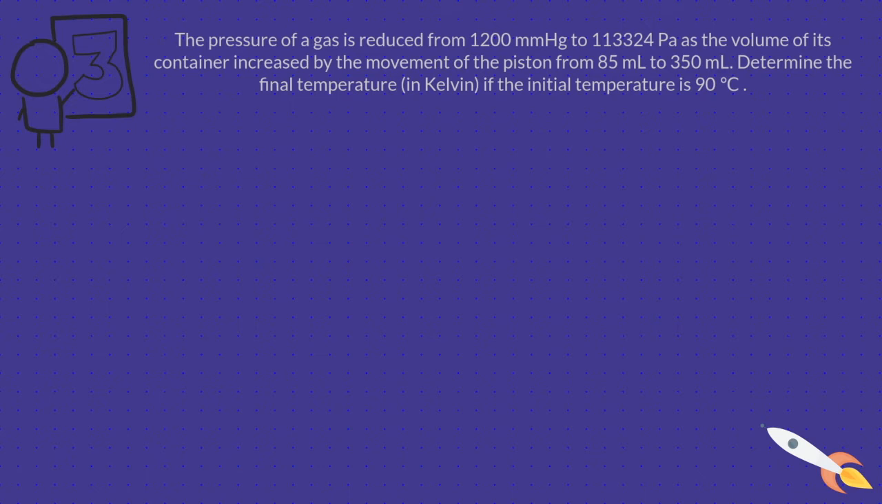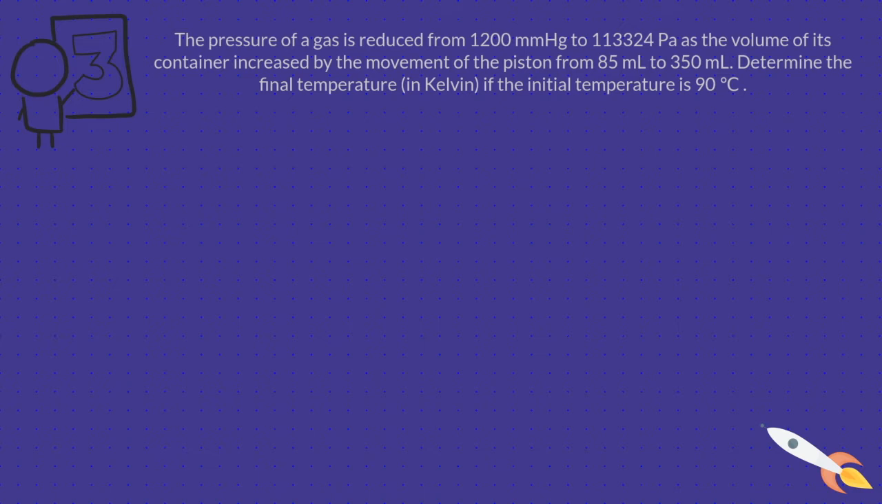The pressure of gas is reduced from 1200 mmHg to 113324 Pascal as the volume of its container increased by the movement of the piston from 85 ml to 350 ml. Determine the final temperature in Kelvin if the initial temperature is 90 degrees Celsius. So from this question, the first thing that you should notice is that the unit that they use for the pressure is different. So all you need to do is convert all this pressure to the constant unit, which is the ATM.